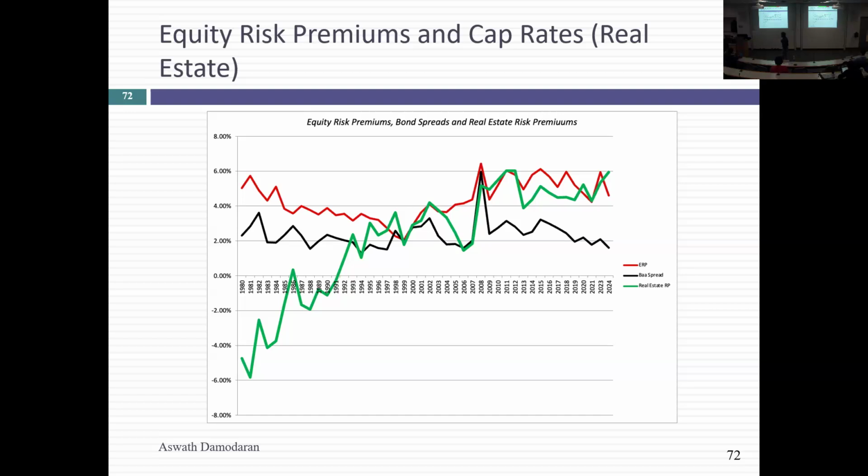But something else has clearly changed. If you look at what's happened since, so in the 80s, you can see the risk premium in real estate is actually very different. It's negative. And then starting in the 90s, you start to see it move with equity risk premiums and default spreads. So what do you think happened between the 60s and the 90s to explain it? Manish? Just take a stab at it.